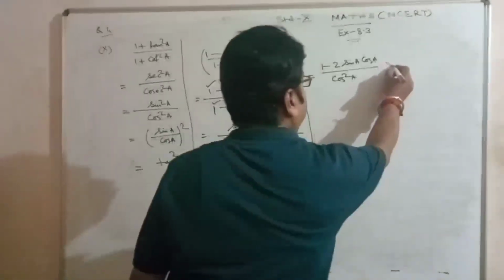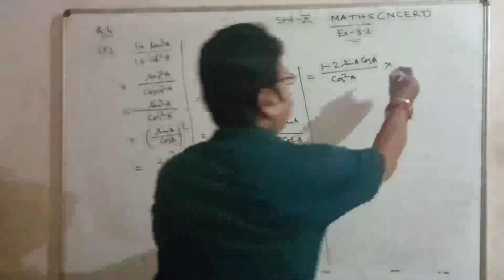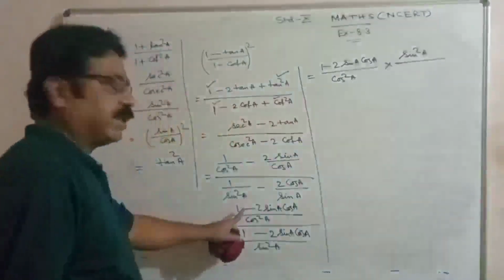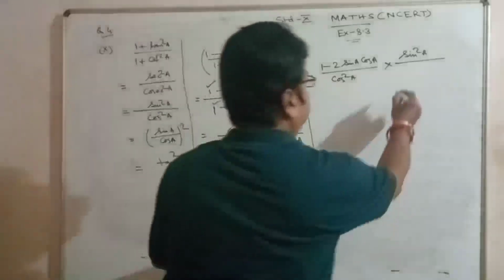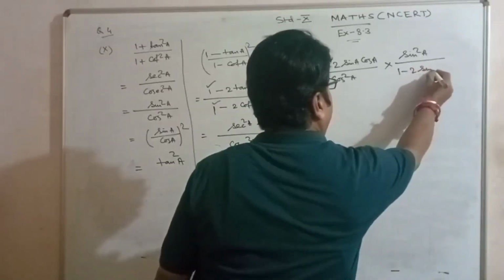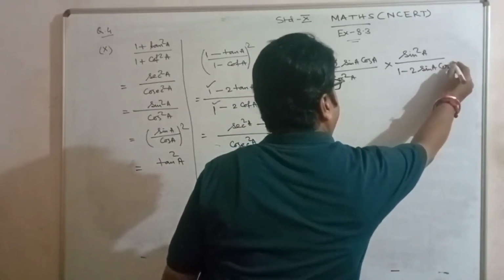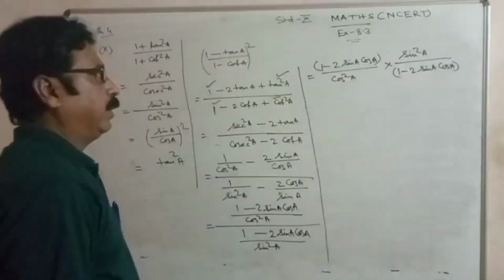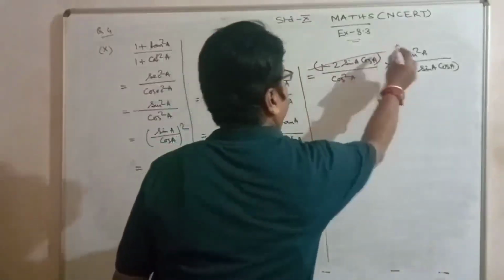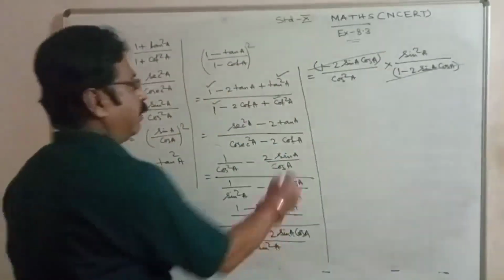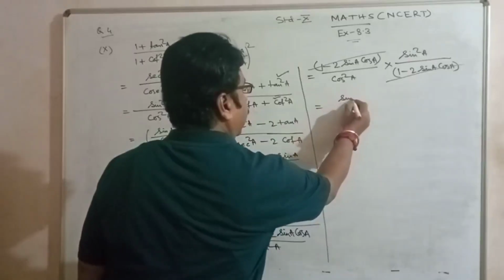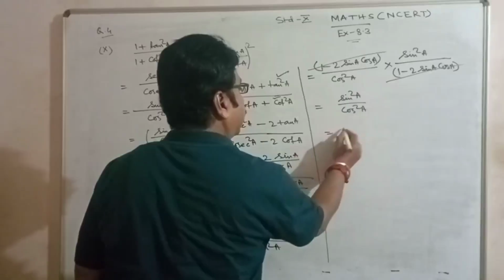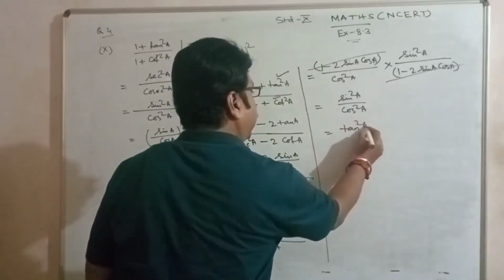into sin square A. We have to write here because fraction upon fraction. 1 minus 2 sin A cos A. Cancel this part and this part. It is sin square A upon cos square A means tan square A.